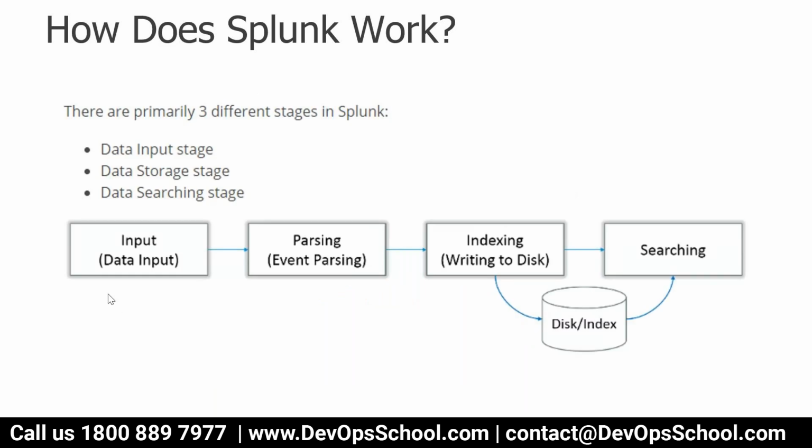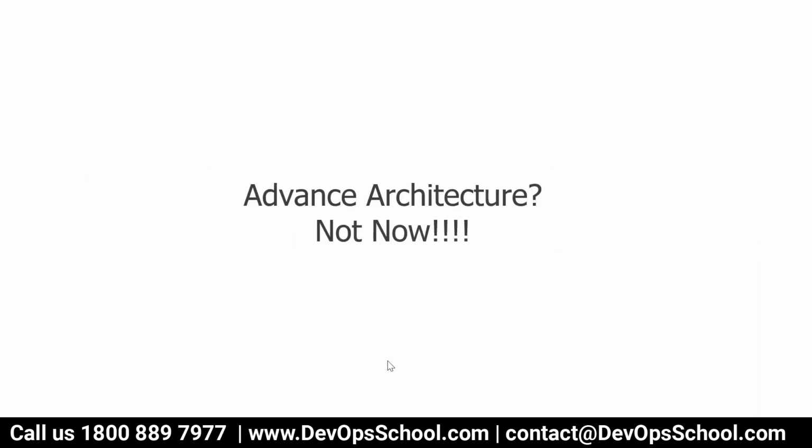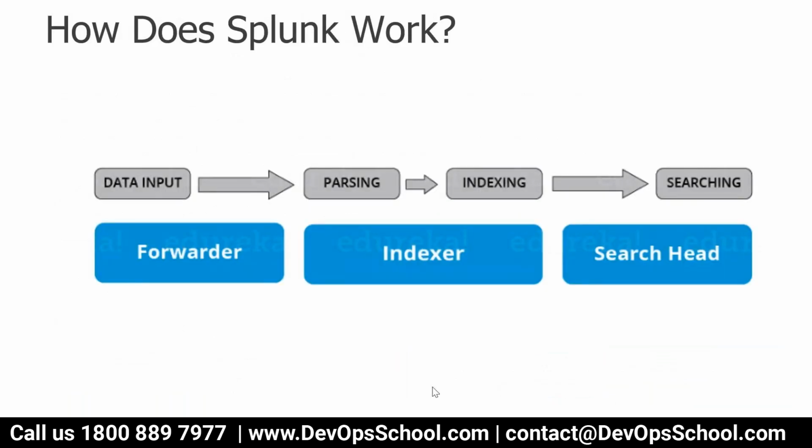So here you see how Splunk works. Data input is from the forwarder, then parsing and indexing is done in the indexer, and from there you search the database. So you have to look at this: data input done by the forwarder, parsing and indexing by the indexer, and searching done by the search head. Here the indexer and search head you can keep in one also, that is possible. There are many other architectures, but we'll stick to this architecture to get started.